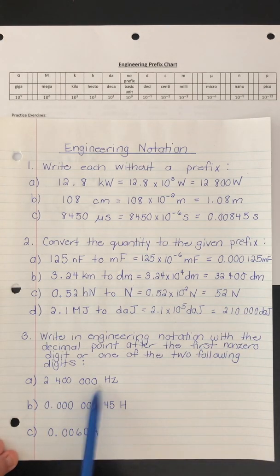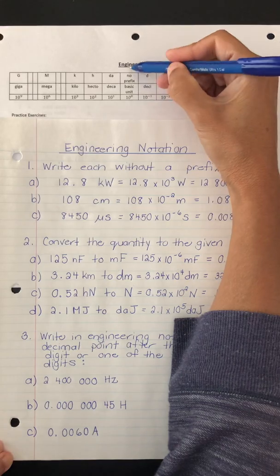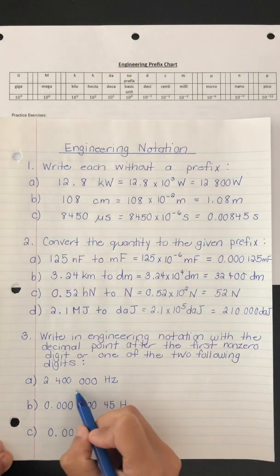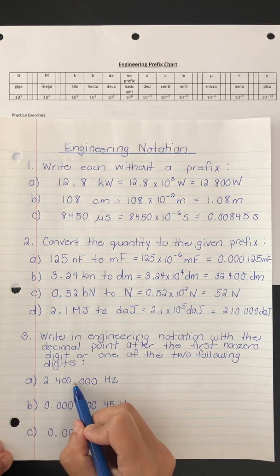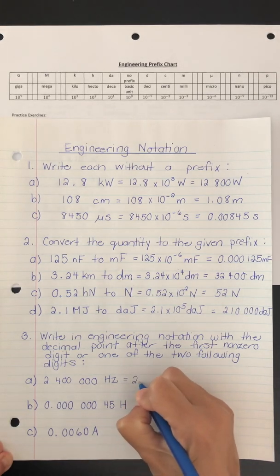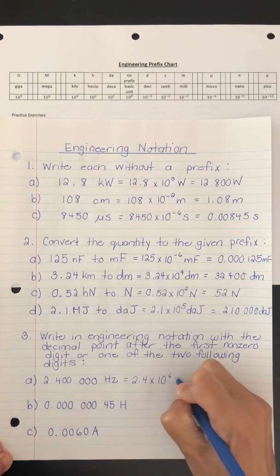2,400,000 hertz. So the decimal currently is here. So we're starting here with no prefix. If we move 3 to the left, we haven't satisfied the instruction. There would be 4 numbers still to the left of the decimal. So we move 3 more places. So this will be 2.4 times 10 to the 6 hertz.